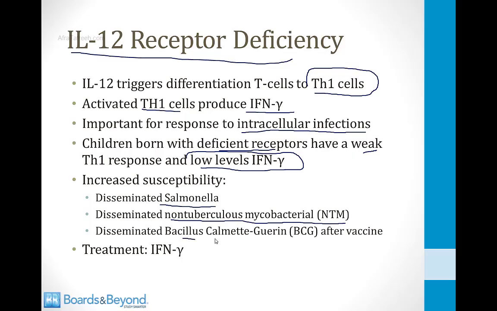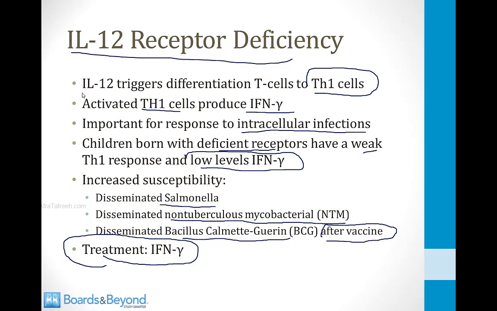And if you give them the BCG vaccine, which is a live strain of Mycobacterium bovis, it's given to prevent tuberculosis infections. These children can get sick after receiving the vaccine. Interestingly, you can treat these children by giving them interferon gamma, which is the molecule that they are deficient in because they don't have the IL-12 receptors.